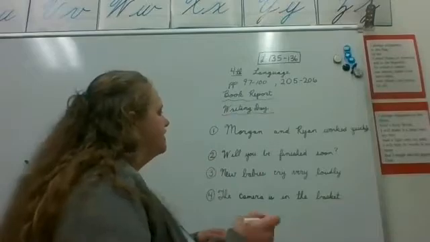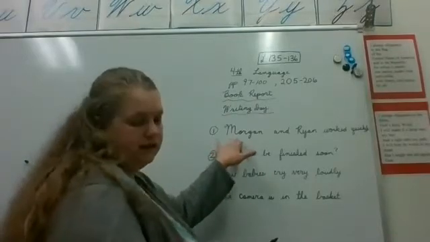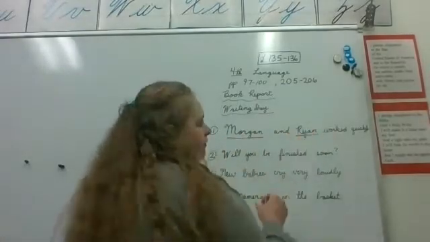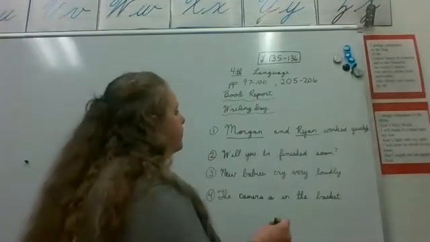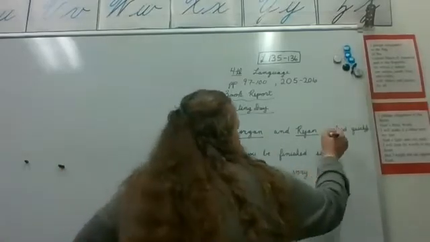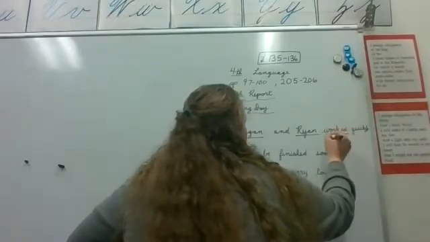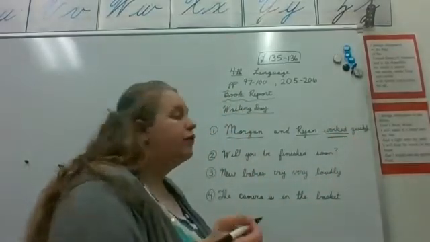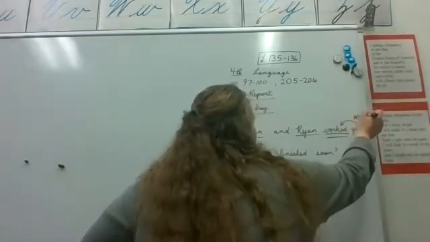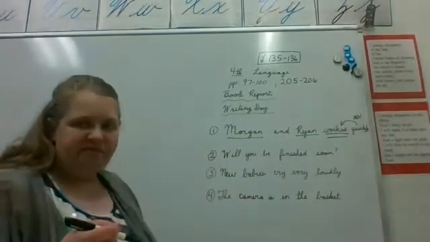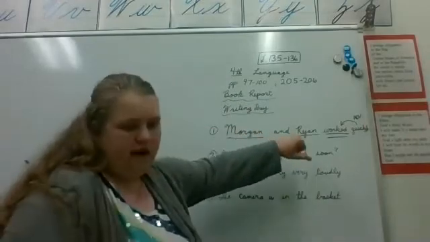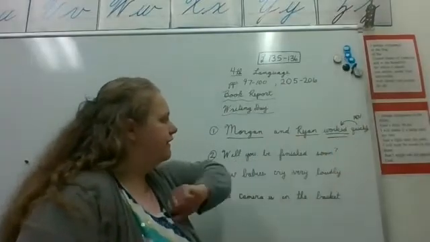So this is an example of our compound subject, right? So we've got Morgan and Ryan that we would underline, and we have a verb. Morgan and Ryan did what? They worked, okay? And how did they work? They worked quickly. This is an adverb describing how they worked, okay? So that's all this sentence is. It's Morgan and Ryan worked quickly.